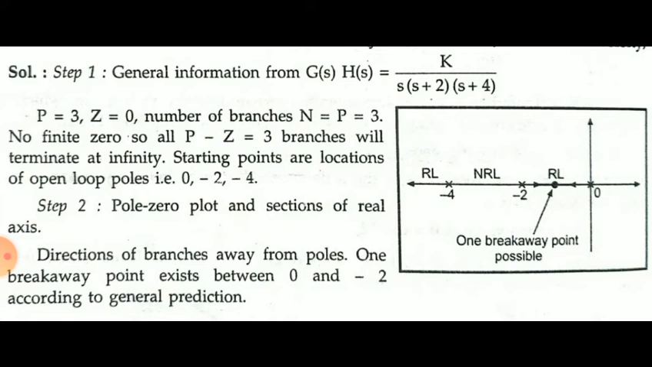in between 0 and -2. Also, there are two adjacent poles, -2 and -4, but that section is not on a root locus. So a breakaway point will not be possible in between -2 and -4. And there is a second case to predict the breakaway point, if there are two adjacently placed zeros on a real axis. There are no adjacently placed zeros on the real axis, so that will not be considered.